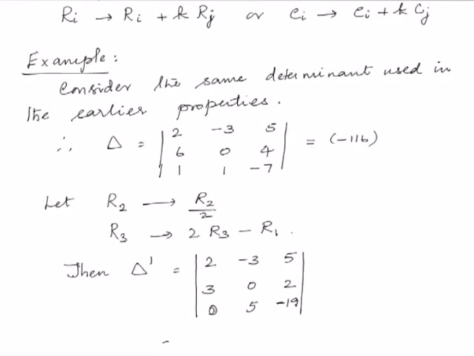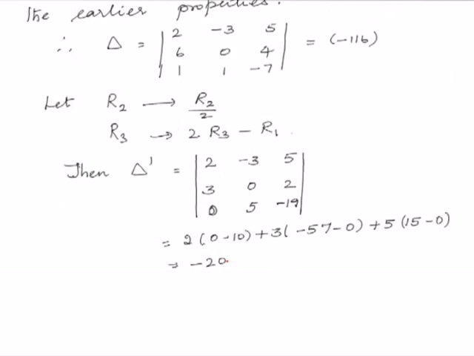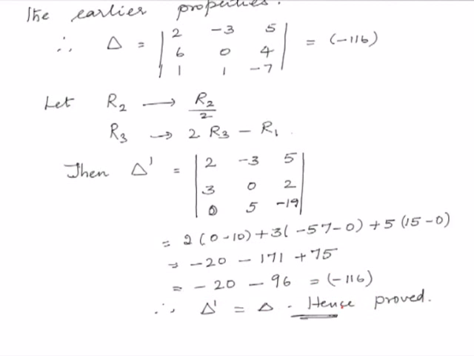Now it's time to check the value of delta dash. So delta dash is equal to 2 times (0 minus 10) plus 3 times (minus 57 minus 0) plus 5 times (15 minus 0). Now it's time to simplify it further. So I arrive at minus 20 minus 96, which is equal to minus 116. So we understand that delta dash is equal to delta, proving the property.